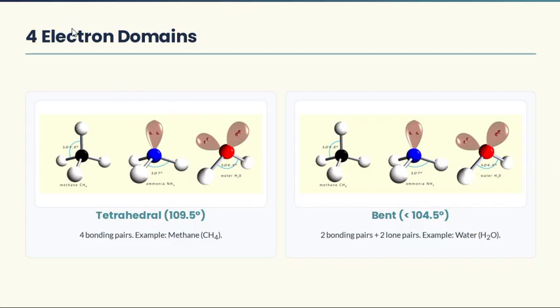Okay, now finally we have the four electron domains with a tetrahedral. I'm gonna do a special video about tetrahedrals, but there's four bonding pairs, an example being methane CH4. Then we have the bent, with two bonding pairs plus two lone pairs, an example being water H2O right here. So take it anytime, make sure to pause the video and look closely in depth at the figures.